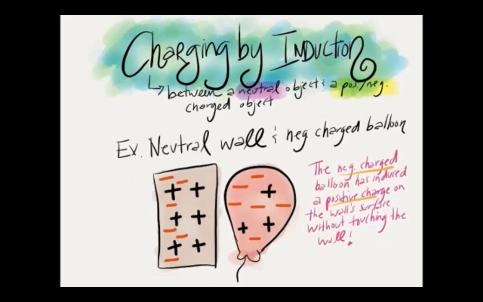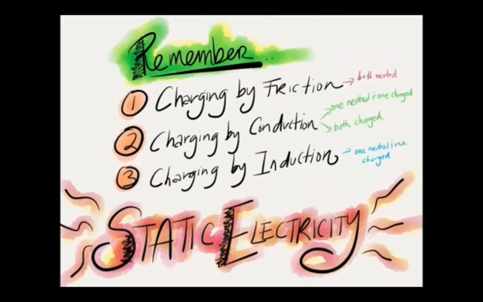What you then get is a positive charge on the wall surface. So the negatively charged balloon induces a positive charge on the wall surface without even touching the wall. But a key thing to remember is that when the balloon is moved away from the wall, those electrons are going to move back forward, so that charge will go away. And that's induction. Just a reminder, there are three types of charging within static electricity: charging by friction, charging by conduction, and charging by induction.